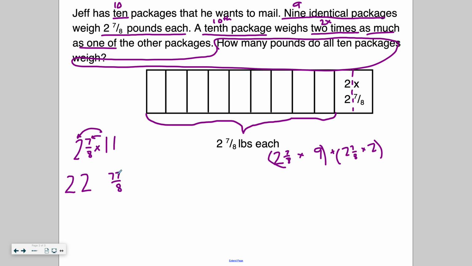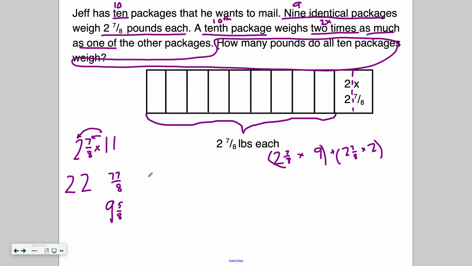Now, here I have 77/8. I want to break this apart. Well, I know that 8 goes into 77. Let's see. Well, 8 times 10 is 80, so I'm very close to 77. So I think 9 would work. So what's 8 times 9? 8 times 9 is 72. So that would give me 9 wholes, and I'm at 72 eighths. So 73, 74, 75, 76, 77. That's 5 more eighths. So I have 5/8 left over. So I have 22 and 9 and 5/8.